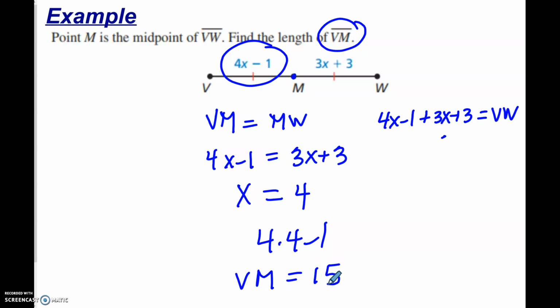Well, how long is MW? Well, if we plug a 4 in here and plus 3, MW is also 15. And can you find the length of VW? Well, we can add those together, 15 plus 15, and get 30.